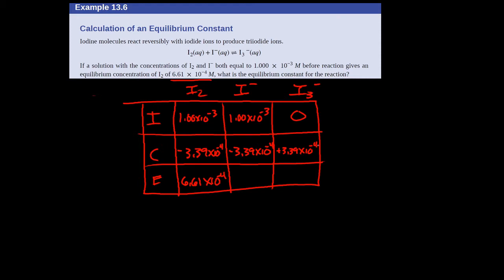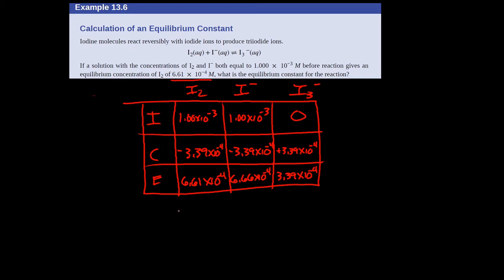Just stoichiometry. That's all that is. Whatever change happened to I2, the same thing happened to I minus, and the same numerical value but opposite in sign happened to the I3. So that tells me this is going to be 3.39 times 10 to the negative 4, since we started at 0. And this one, since it started exactly the same as the I2, is also going to be 6.61 times 10 to the negative 4. So I have all my equilibrium concentrations.